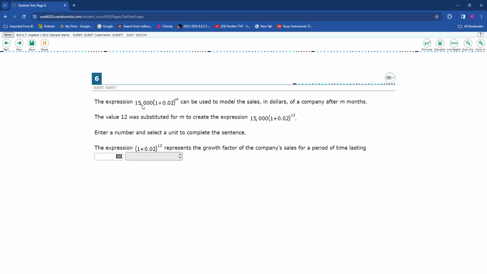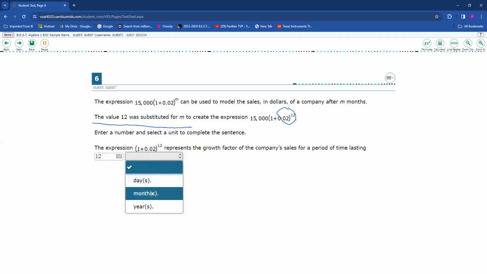Okay, so the expression 15,000, the principal, times 1 plus 2% interest to the m can be used to model the sales in dollars of a company after m months. The value of 12 was substituted for m. So that means 12 months right here, and that's exactly what we're going to type in. The period of time is 12 months. Okay, we're ready to go to the next question.